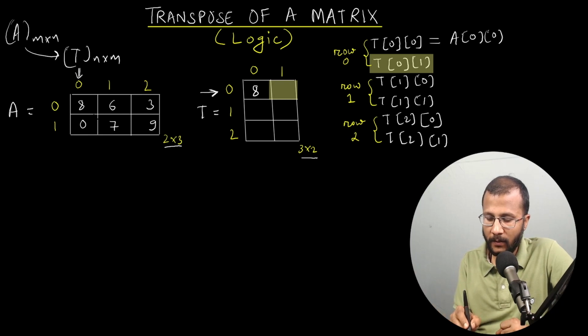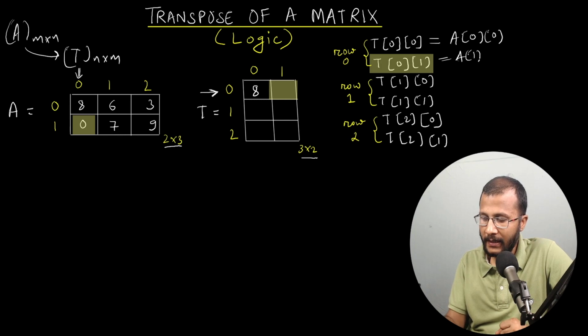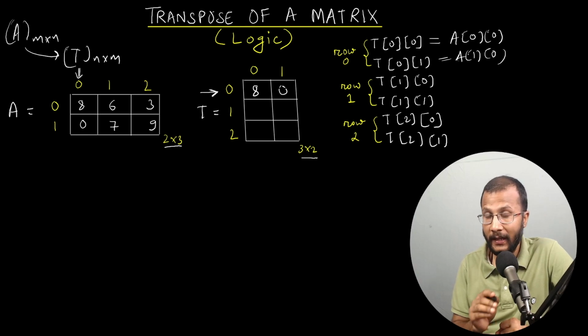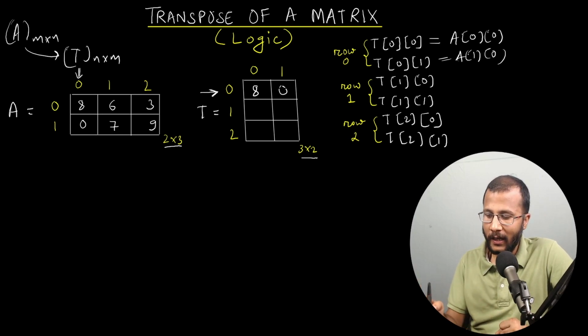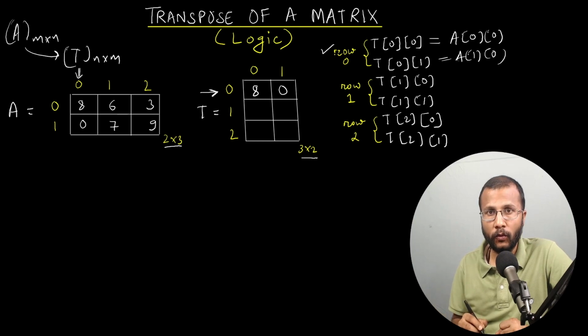Now what is T01? T01 is nothing but A10. A10 is 0, and 0 will be copied here. So this is how you can copy elements in row 0. Now once row 0 is done, we'll move to row 1.